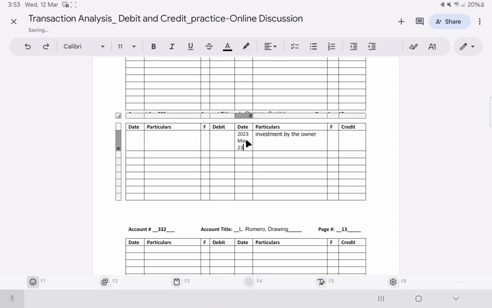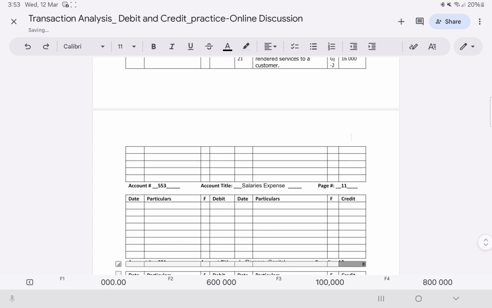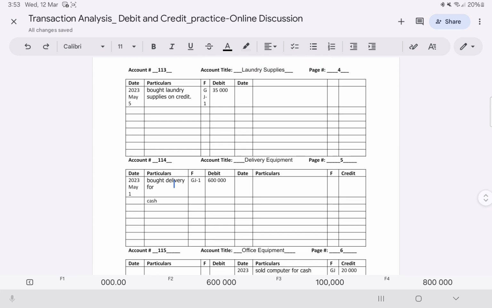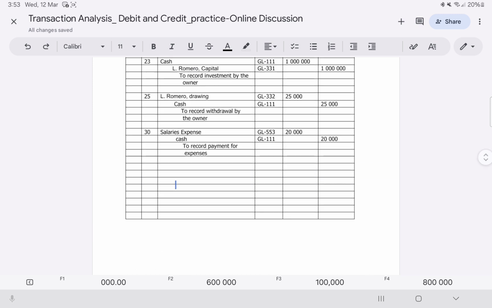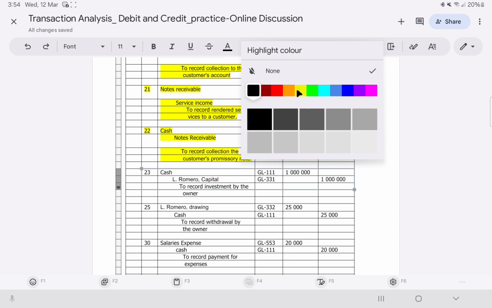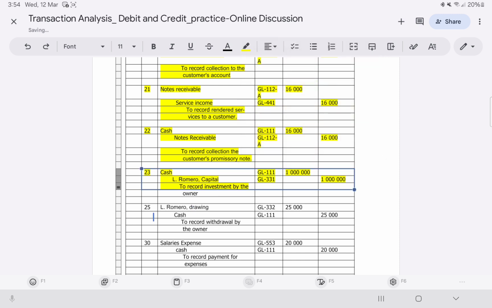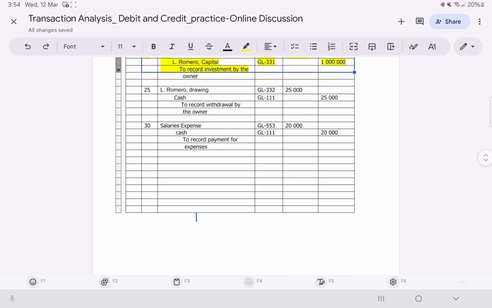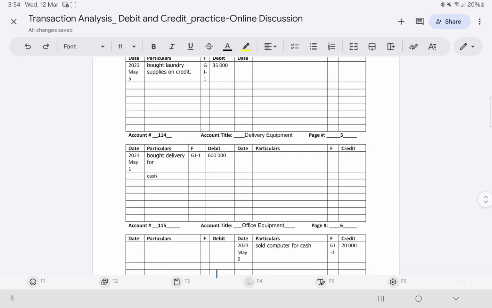May 23, JJ page 2, 1 million. Okay, so let's proceed to the next transaction. So we are done in transaction number 23. So let's proceed to transaction 25. So L. Romero drawing, debit 25,000. So drawing.